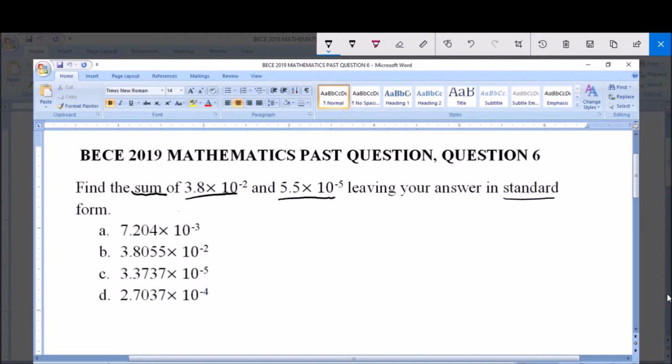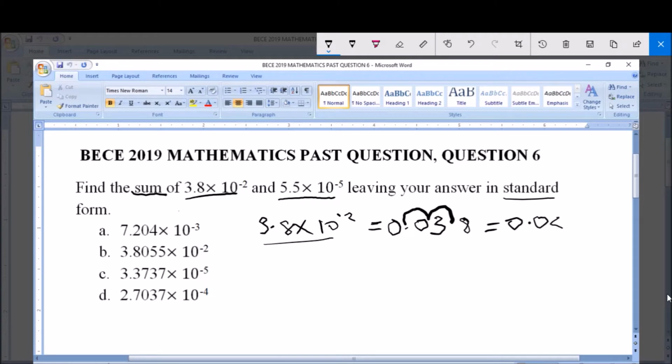Now your 3.8 times 10 raised to the power of minus 2 is in standard form. But this number is actually written like this. Since it is 10 raised to the power of minus 2, when you want to write it as a number, it's 3.8, and 10 raised to the power of minus 2 means you move the decimal point 2 places to the left. 1, 2. Now the point is here, and you put your 0. So the real number, 3.8 times 10 raised to the power of minus 2, is 0.038.